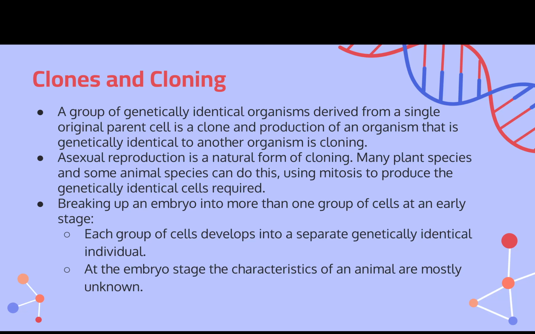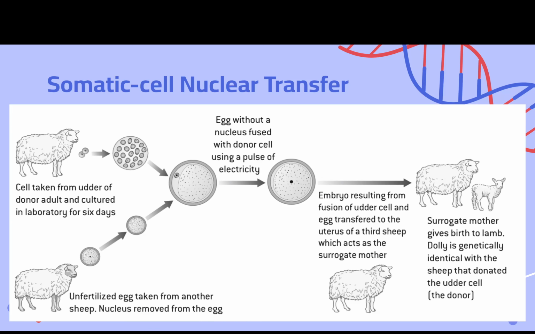At the embryo stage, the characteristics of an animal are mostly unknown. So you could take an embryo, break it up into more than one group, and that would mean that they are genetically identical, but they will develop into completely separate individuals. But the characteristics are mostly unknown, which means that you could be cloning an embryo that would have gone on to die. So one of the ways of cloning that we have attempted is Dolly the sheep.